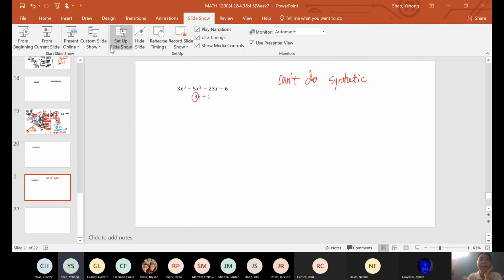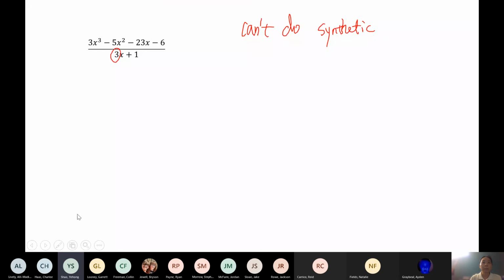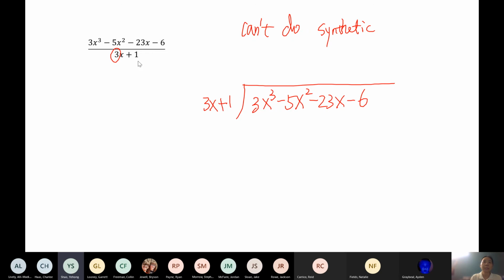So in this process, we are going to divide. We're going to repeat the same process again, but with the 3 in front of it. Let's see how much difference it makes. So copy the top, 3x cubed minus 5x squared minus 23x minus 6. Divide by 3x plus 1. Okay, so previously all the examples were minus, but now it's plus.